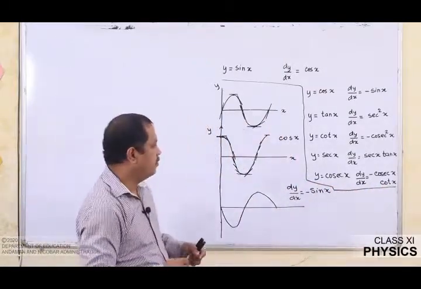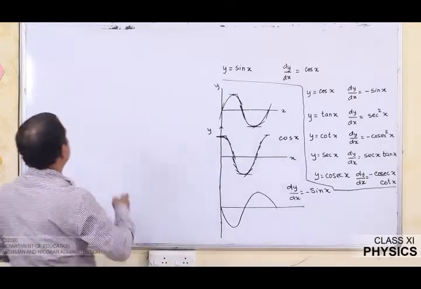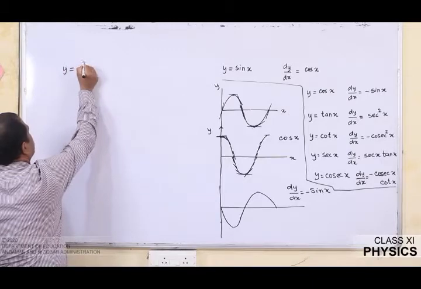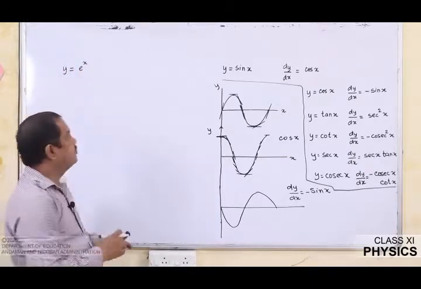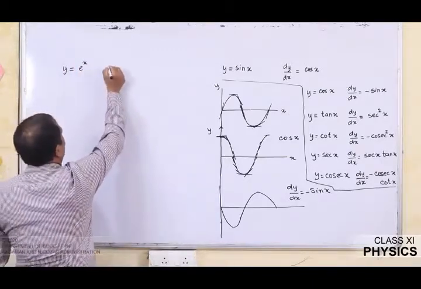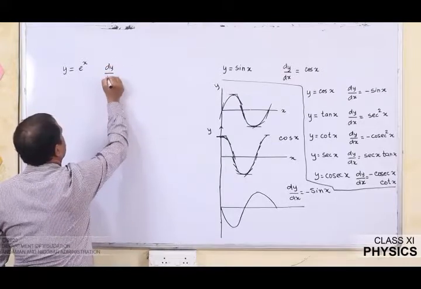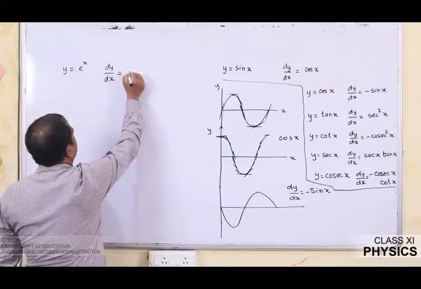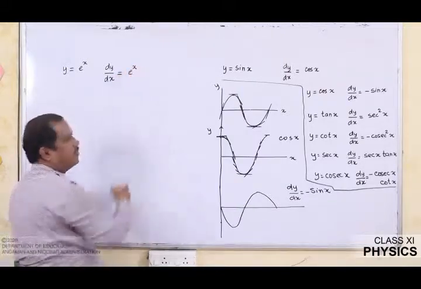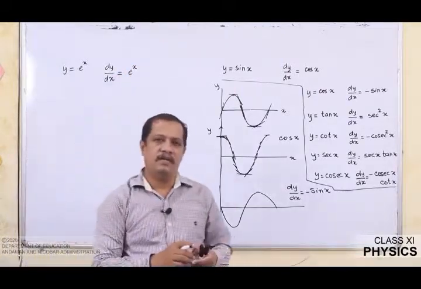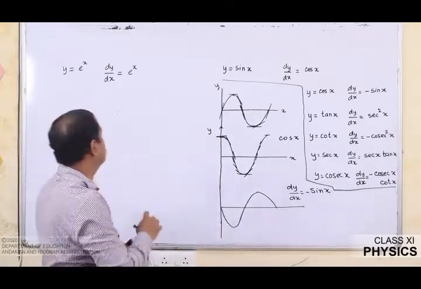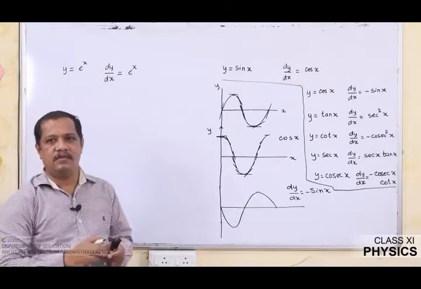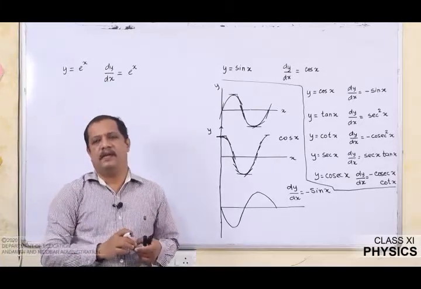Similarly, we have one more important function that we will come across. If we have y is equal to e power x, which is an exponential function, and if I try to find the differentiation of the exponential function with respect to x, the beautiful thing is that even the differentiation of the exponential function is going to remain the same. dy by dx is equal to e power x for the function y is equal to e power x.